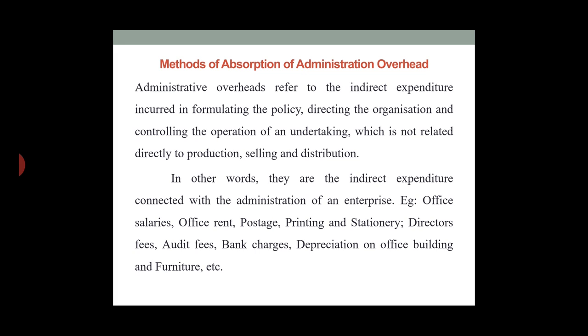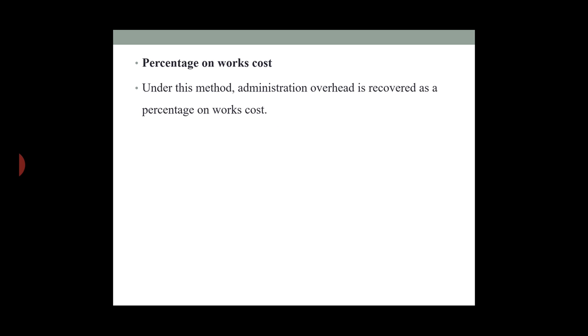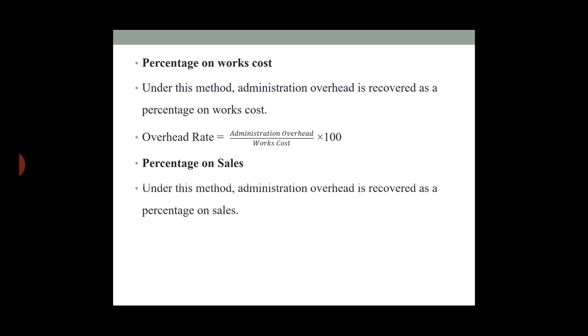Examples are office salary, office rent, postage, printing and stationery, director's fee, audit fee, bank charges, depreciation on office building and furniture, etc. Percentage on work cost: under this method, administration overhead is absorbed as a percentage on work cost, equal to administration overhead divided by work cost into 100. Then percentage on sales: under this method, administration overhead is absorbed as a percentage on sales. Then overhead rate is equal to administration overhead divided by sales into 100.